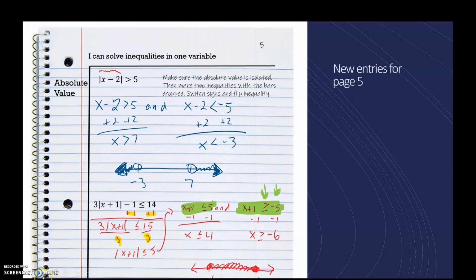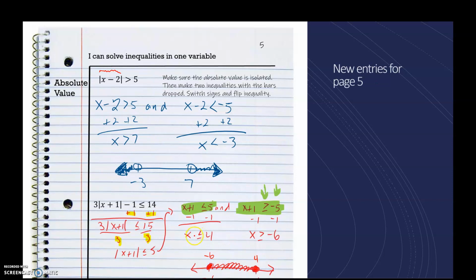Now, you can't see it on my paper, it's underneath the thing, but this right here should not be highlighted. Hold on. This is the negative 6, and this is the positive 4. So since these had the equal to bars underneath, I get closed in circles. So notice how the circles on the 4 and negative 6 are colored in.